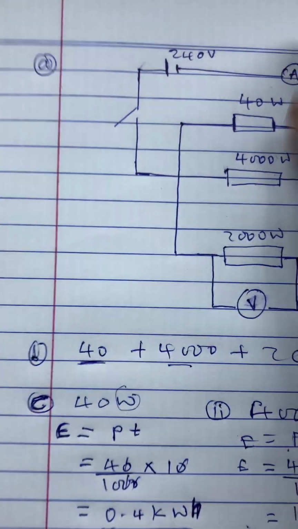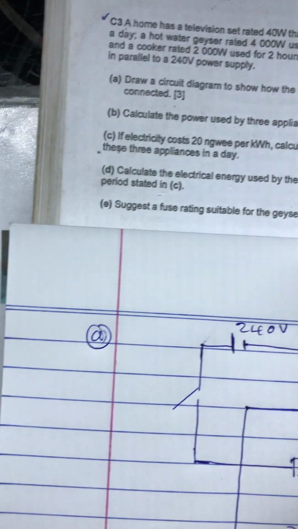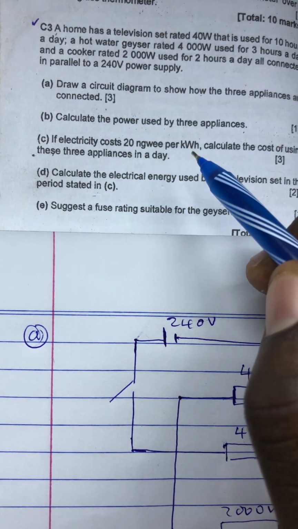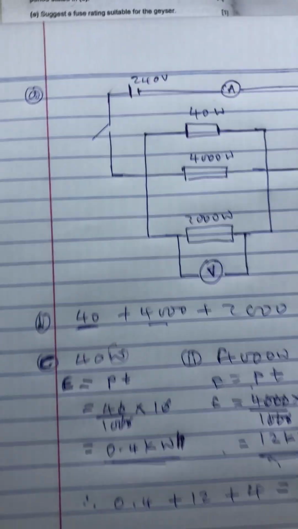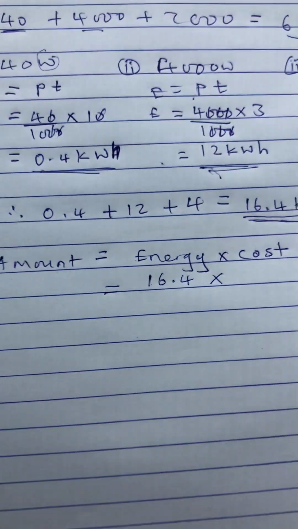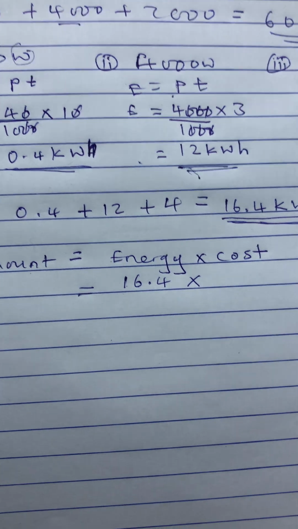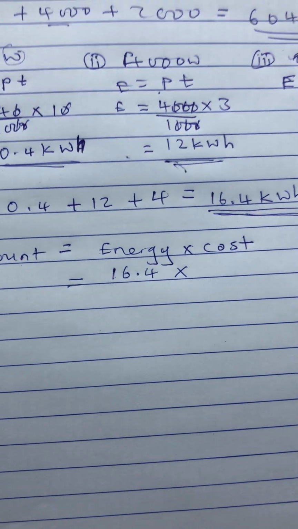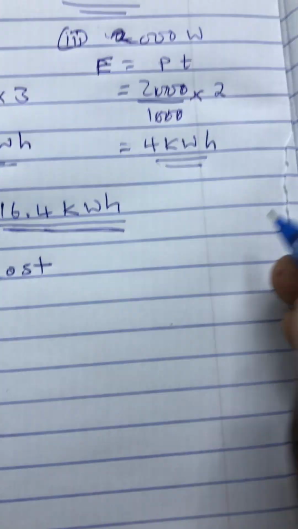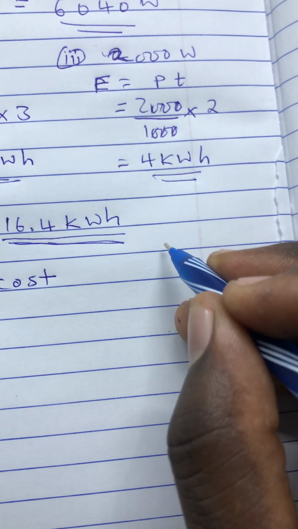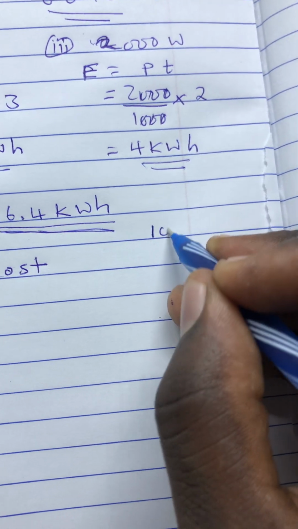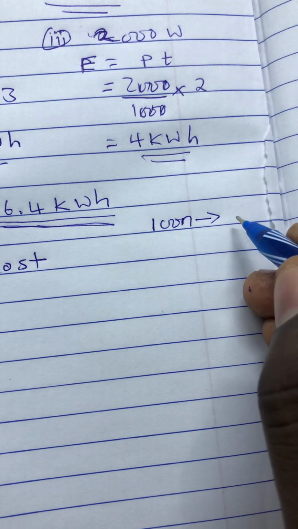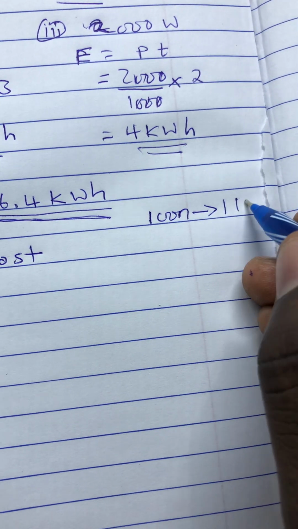How much was the cost? They're saying the cost was, if electricity costs 20 ngwe per kilowatt hour, so we have 20 ngwe. And remember, in Zambia we use the kwachas when we are calculating the cost. So we're going to convert the 20 ngwe into kwacha. I'm going to use this space here to convert. 100 ngwe is equivalent to 1 kwacha.